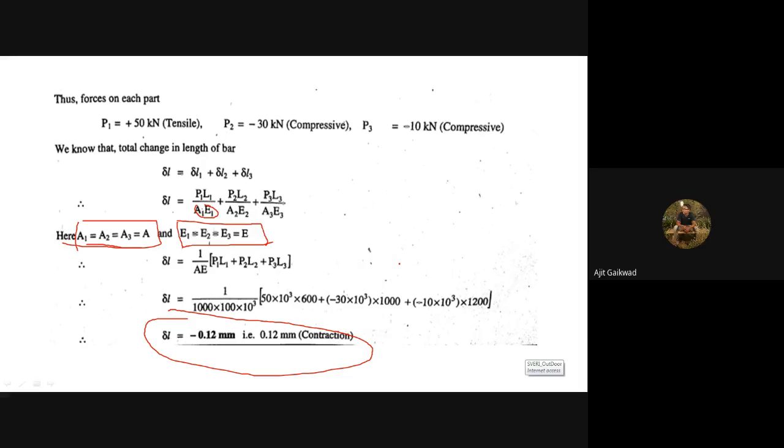Length decreased. What will be the meaning of the minus sign? Compressive means what? Contraction means what? Length will be decreased. Correct.